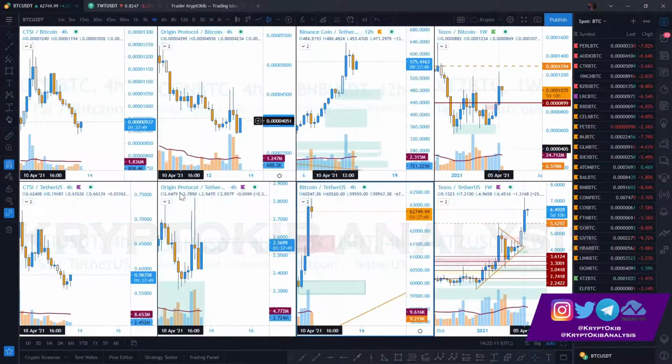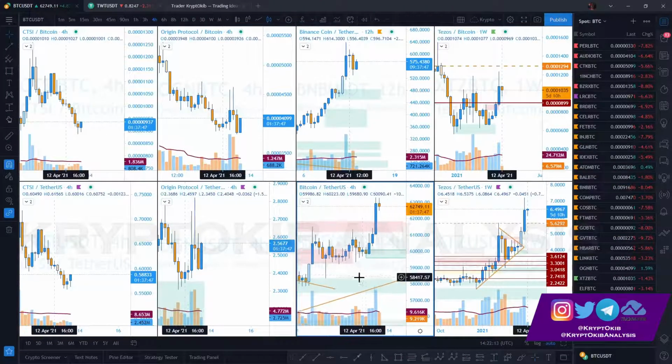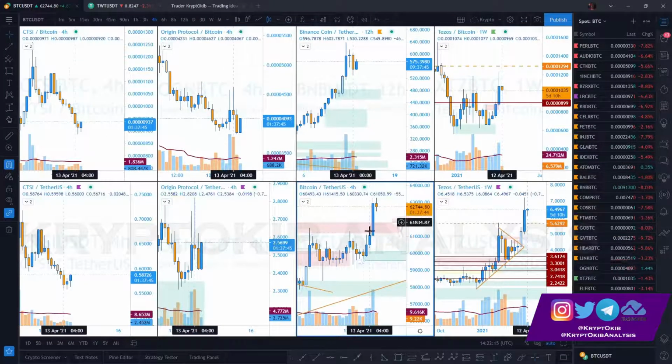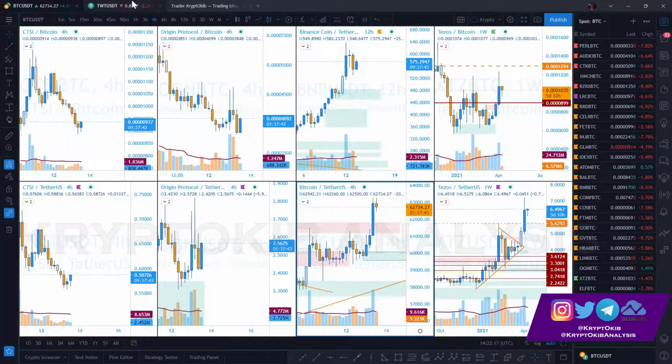So what you want is a strong move away. And is this a strong move away? When you talk about this, is this a strong move away? Of course it is a strong move away.